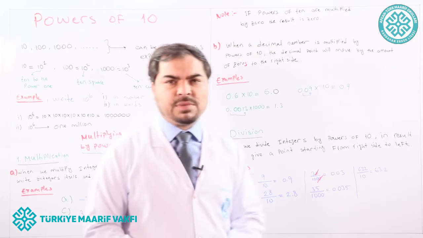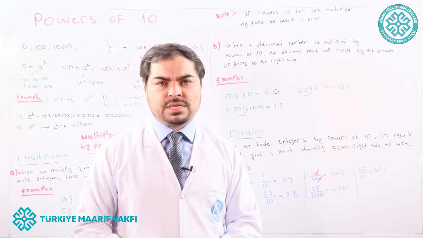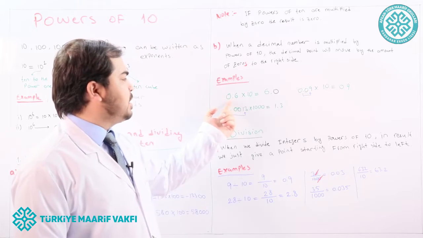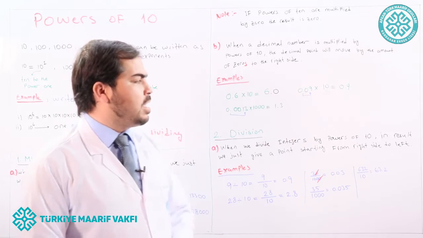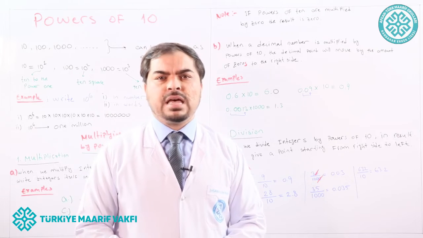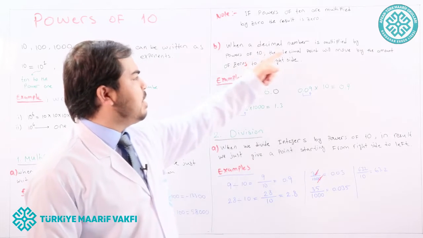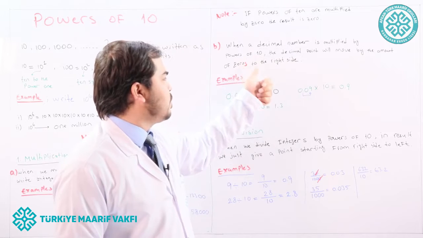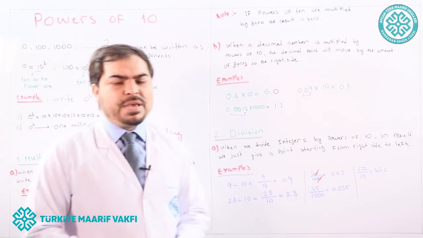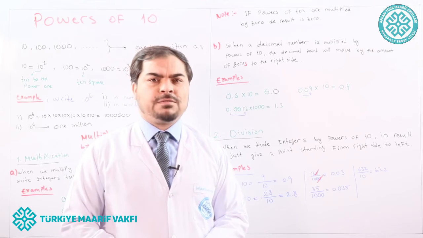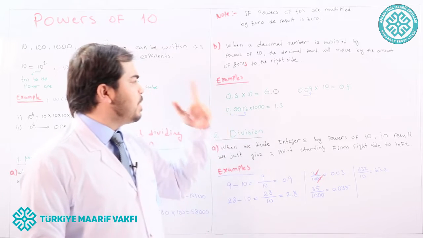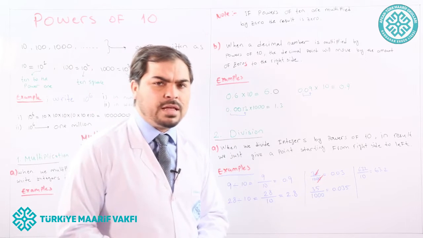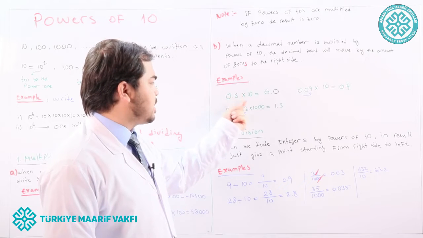What are decimal numbers? They are not whole numbers; they have a point between the digits. For example, 0.6 and 0.09 are decimal numbers. So when a decimal number is multiplied by powers of 10, the decimal point will move to the right by the number of zeros. We have 3 examples here, and if I explain them, you will understand very clearly.